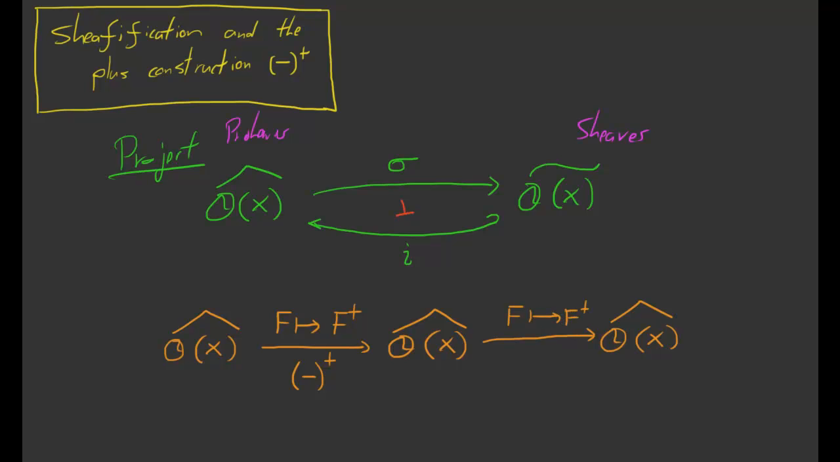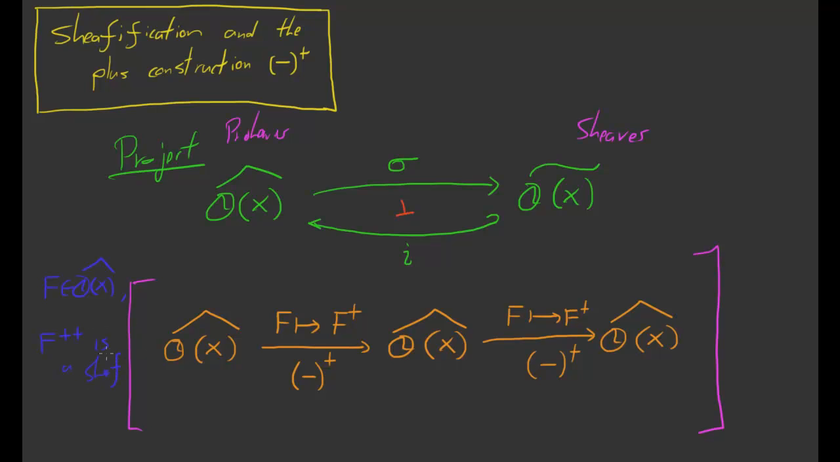Here I'm just outlining what I'm going to do in this video. We're going to define this thing plus, and I'm just trying to tell you what the setup is, and what diagram this thing plus is going to fit into. I'm just trying to outline the program of this video quickly. So we'll define this plus operation, and it will happen that f plus plus is always a sheaf. So for any f inside of O of x hat, it'll be the case that f plus plus is a sheaf.